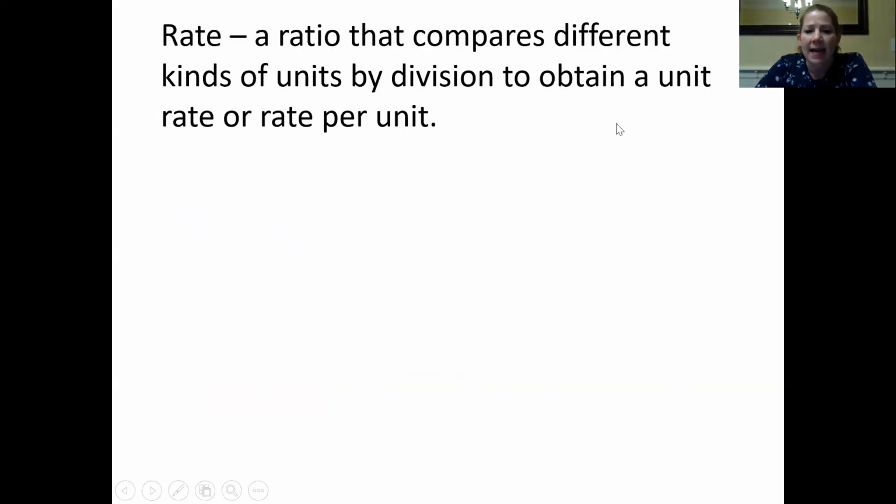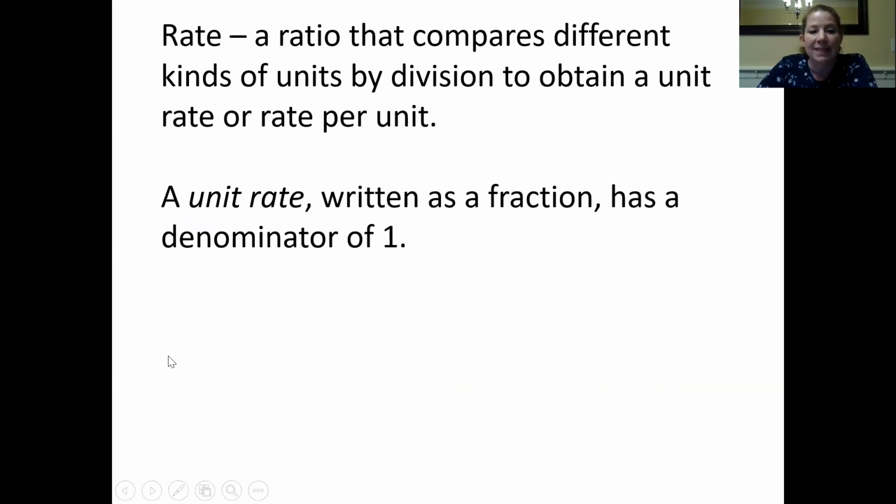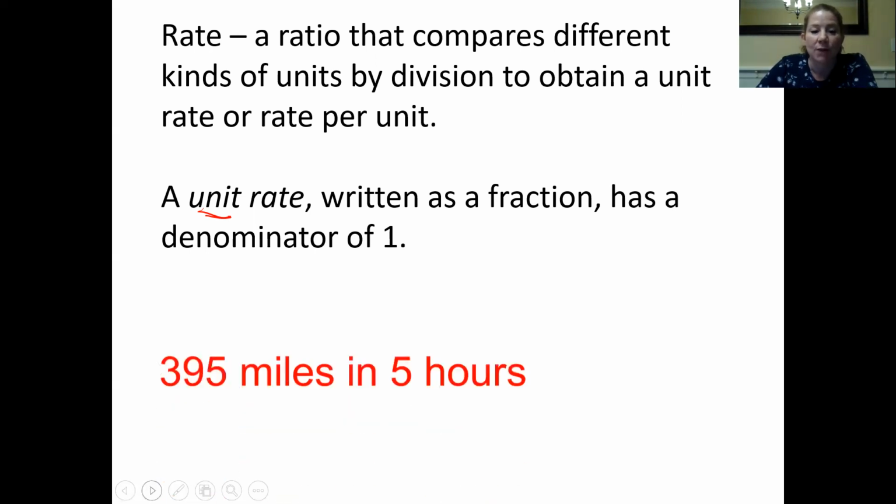All right, let's look at this definition. A rate is a ratio that compares different kinds of units by division to obtain a unit rate or rate per unit. So for example, what is a rate? A unit rate has a denominator of 1. Unit rate always means how much for 1. So if I was traveling 120 miles in 2 hours, that means I'm traveling 60 miles per 1 hour, or 60 miles per hour. That's a unit rate.